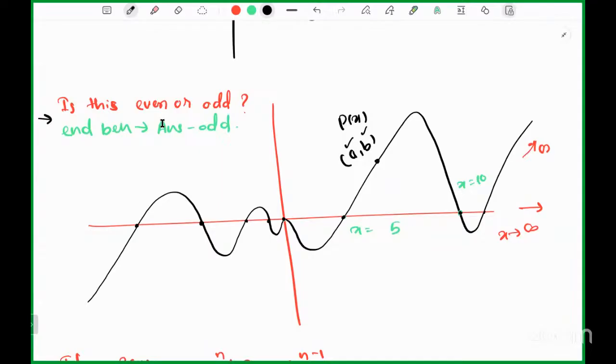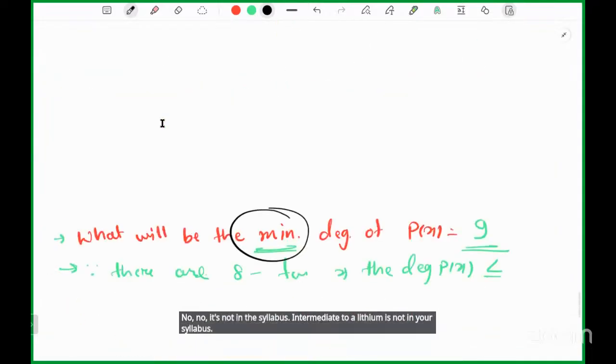Is the intermediate value theorem in the syllabus or no? No, it's not in the syllabus. The intermediate value theorem is not in your syllabus. It's not even in the course.